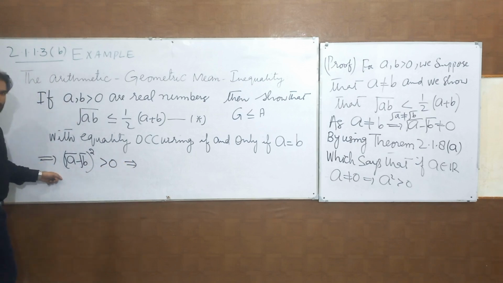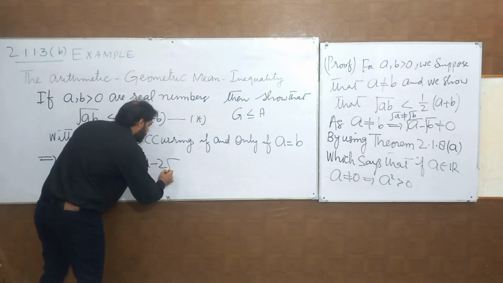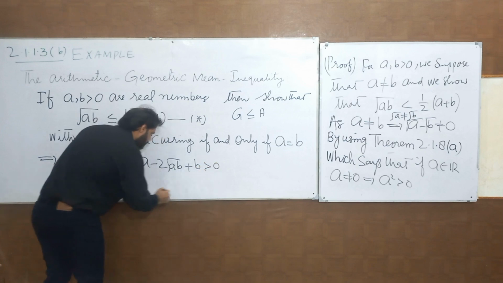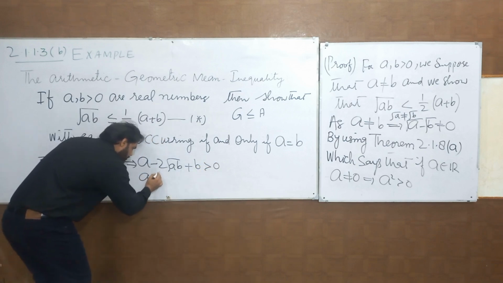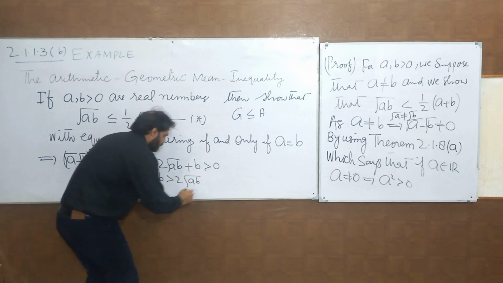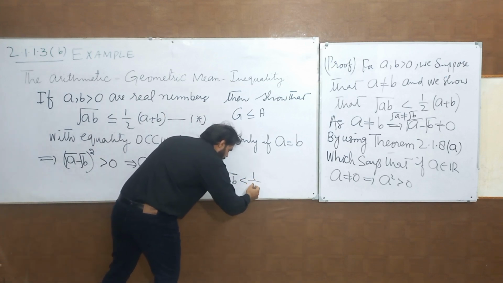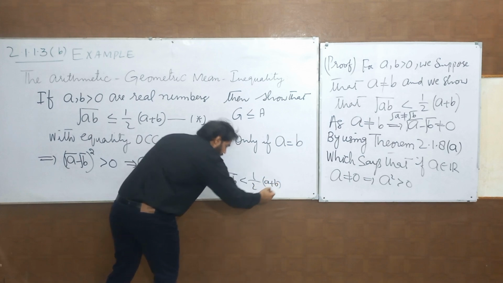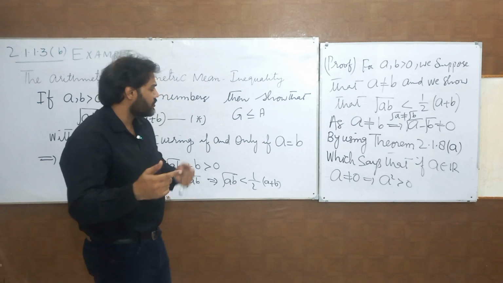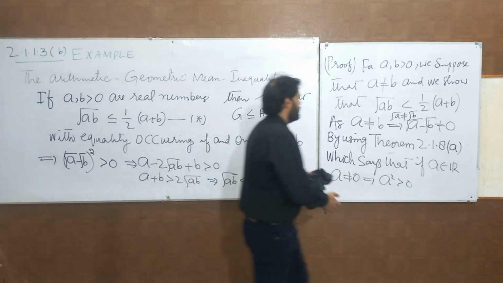Now by expanding the square, we have a minus 2 square root ab plus b greater than 0, and from here a plus b is greater than 2 times square root of ab, and this can be written as square root ab is less than half of a plus b. That is required to prove. Next we show the equality holds.